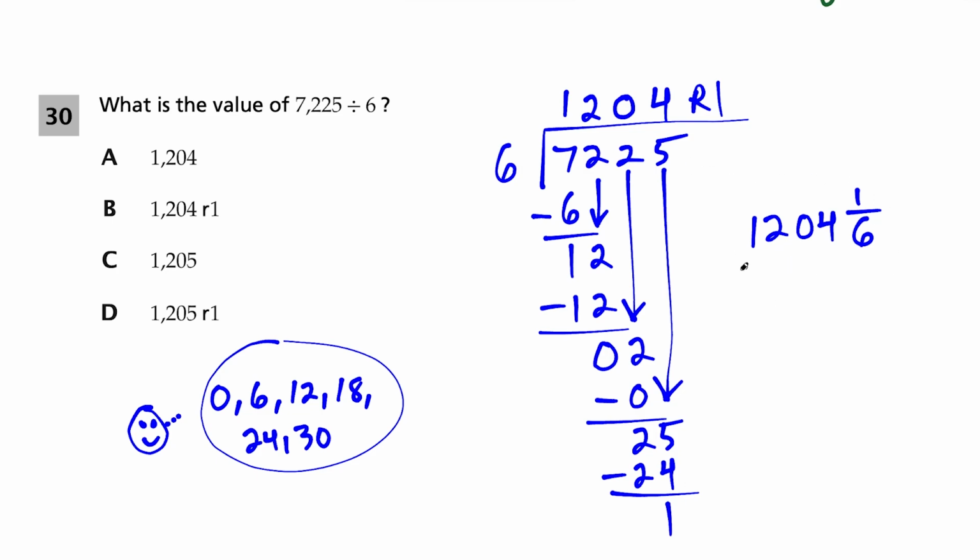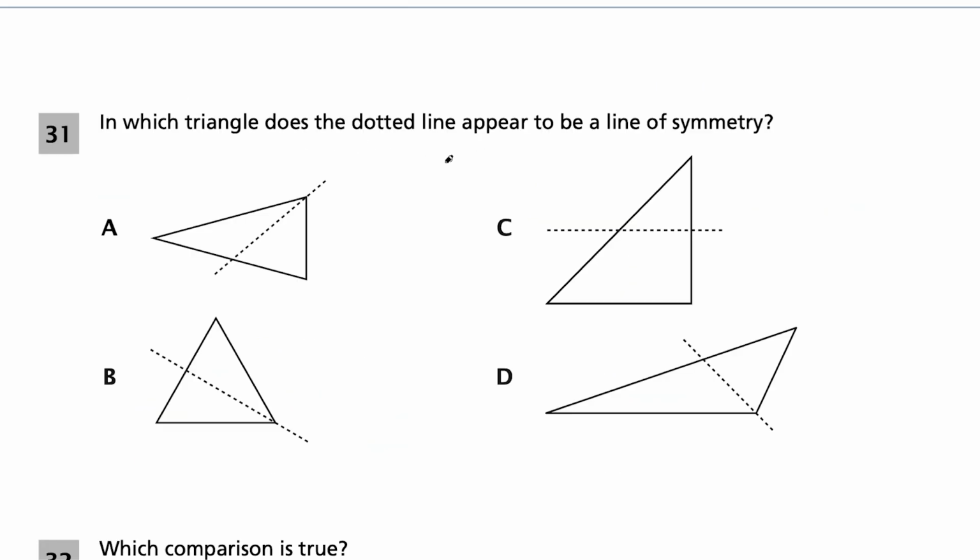Okay, so this is the nicer way to write your answer, but this has its use later on in math as well. So now we just scan the answer choices here, and we could see our solution is 1,204, remainder 1, choice B. Question 31, in which triangle does the dotted line appear to be a line of symmetry?